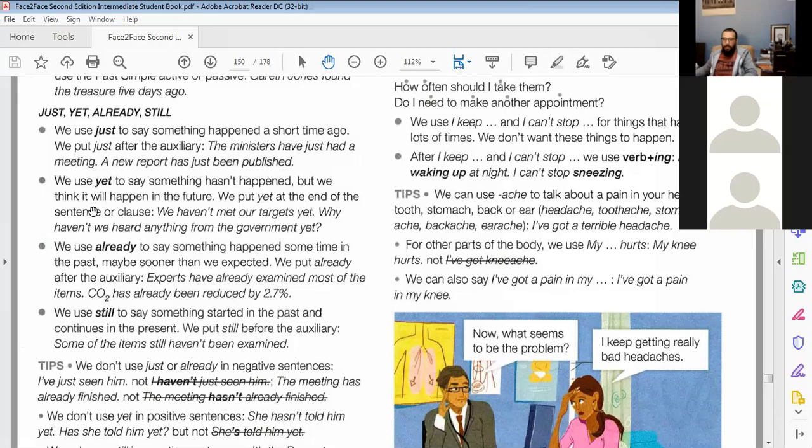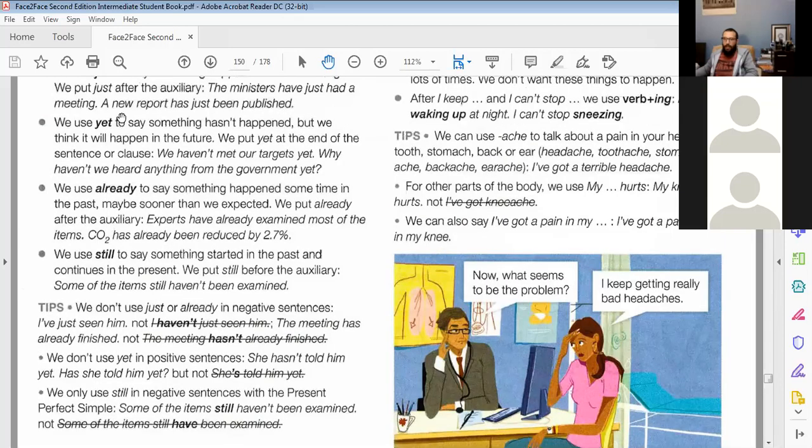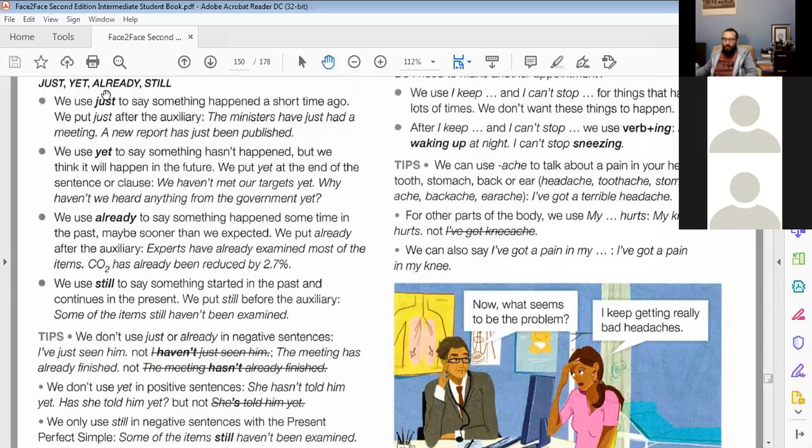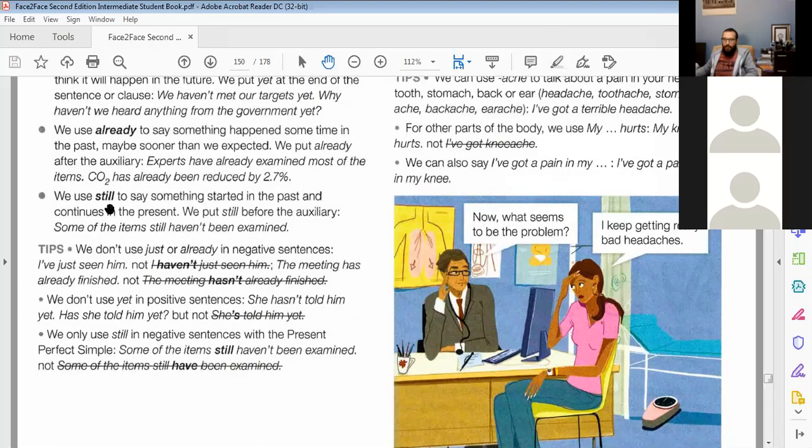At the end. تمام? But then عندنا already to say something happened sometime in the past, maybe sooner than expected. يعني الشيء صار قبل الوقت. Okay, and we put it after the auxiliary. معناها already or just زوز نحط فيهم after the auxiliary. Just already. بعدين عندنا still معناها زي yet. It started in the past, it continues in the present. We put still before the auxiliary.